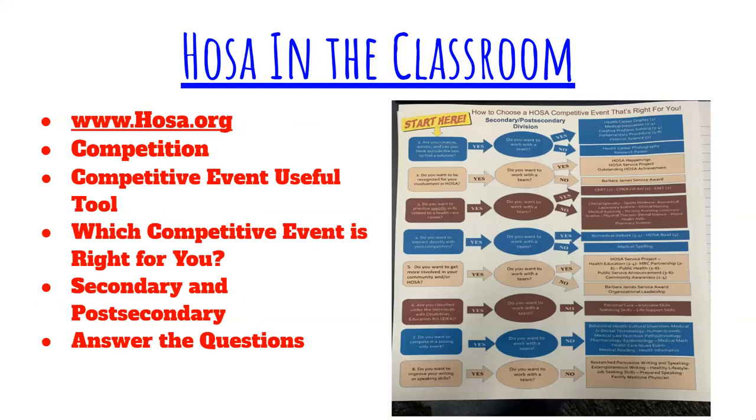How I get my students to know what career they are, what competitive event. In HOSA.org, if you go to competition, you can click on competitive event useful tools, and this chart will come up, and we're secondary. So I make them answer the question, and there are 8 questions. And I always say, you're going to say yes. Are you creative? Of course you are. But do you want to work with a team? So they're picking out events that seem interesting to them. They can scroll down on this page, and it very briefly gives a detail about what each career is about.